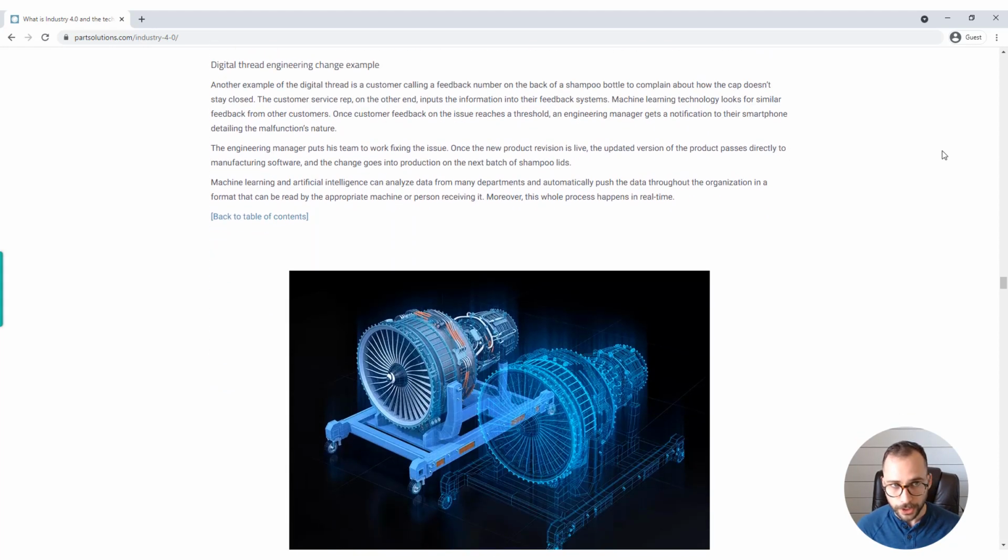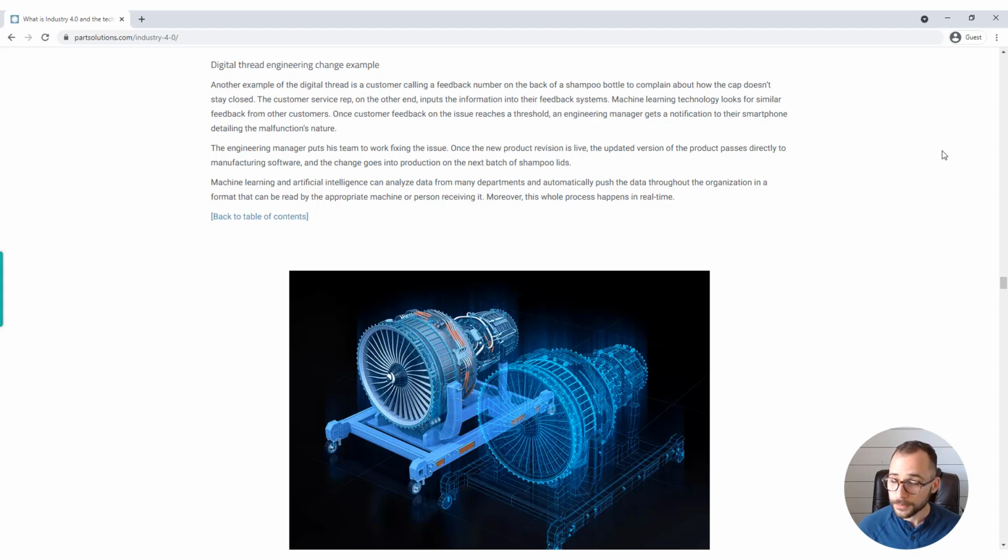Digital thread engineering change example. Another example of the digital thread is a customer calling a feedback number on the back of a shampoo bottle to complain about how the cap doesn't stay closed. The customer service rep on the other end inputs the information into their feedback systems. Machine learning technology looks for a similar feedback pattern from other customers. Once customer feedback on an issue reaches a threshold, an engineering manager gets a notification to their smartphone detailing the malfunction's nature. The engineering manager puts his team to work fixing the issue.